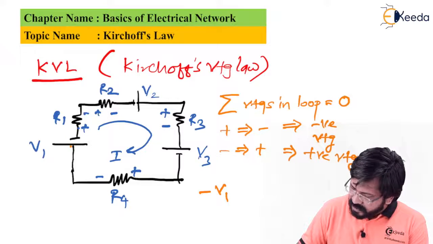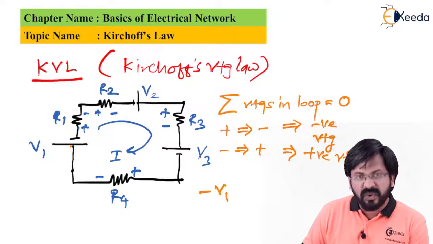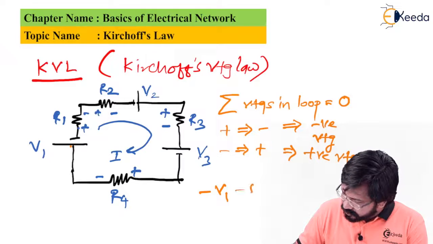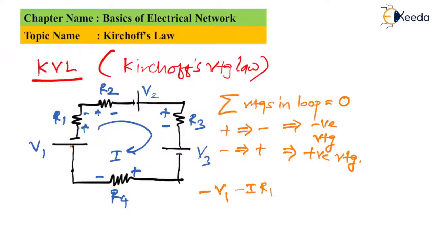Then positive to negative, I can say the drop across the resistor is, by Ohm's law, I into R, which in this case is I into R1. So that is minus I into R1. Positive to negative, I would say minus I times R2. Negative to positive, I will say positive V2. Positive to negative, I will say minus I times R3.